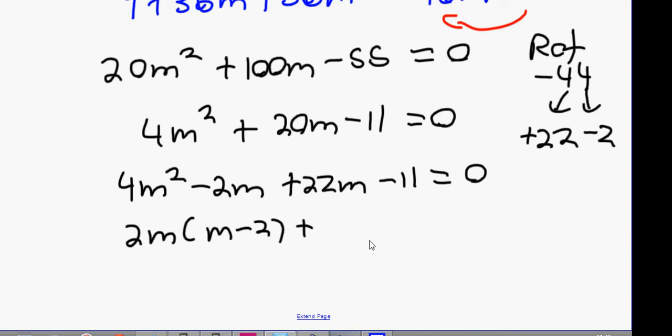What is it? M minus 1. Just give me a second. I made a mistake. That's why. 2m. See, it's great when you check the second bracket, because then you have to recheck the first one to make sure it works out.